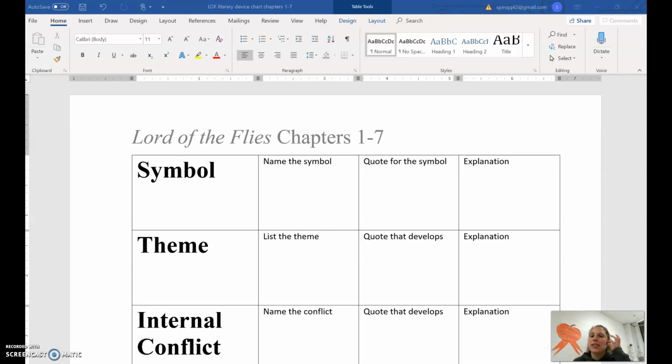Hey guys, good morning. So we're going to be working on a literary device chart today. So you'll just be filling out this chart on Google Classroom. This will be uploaded for you.